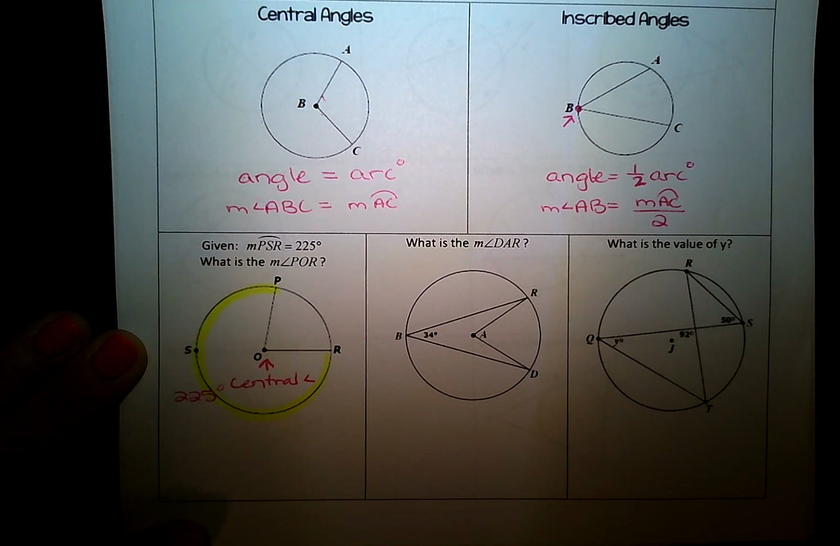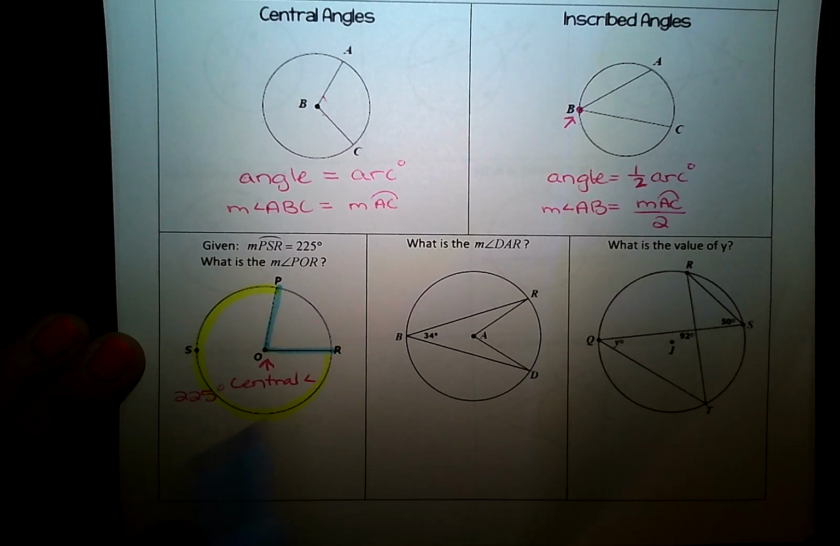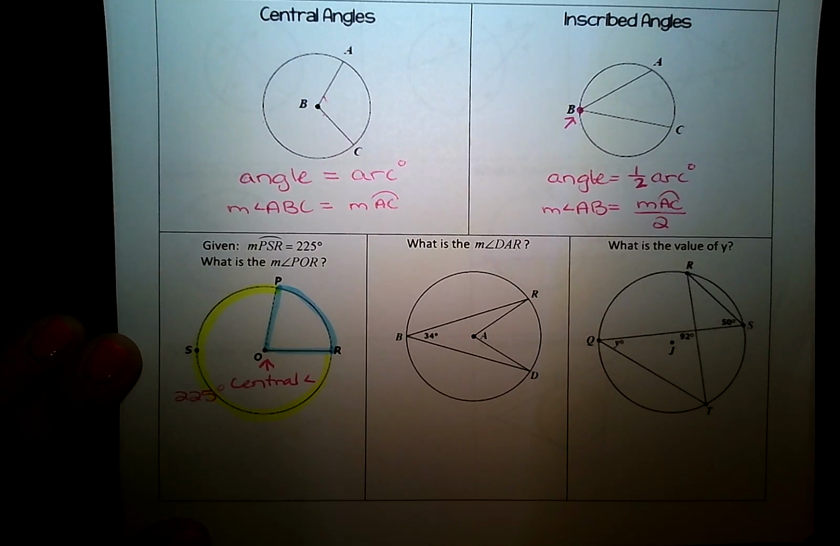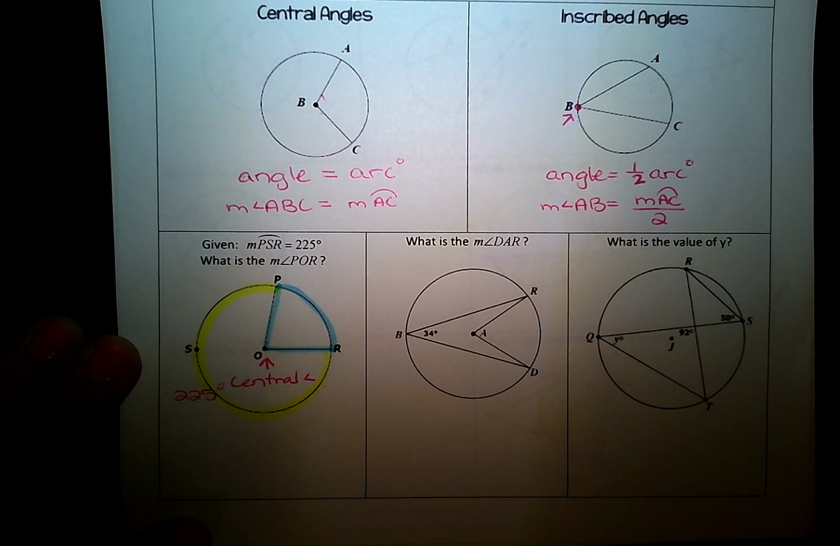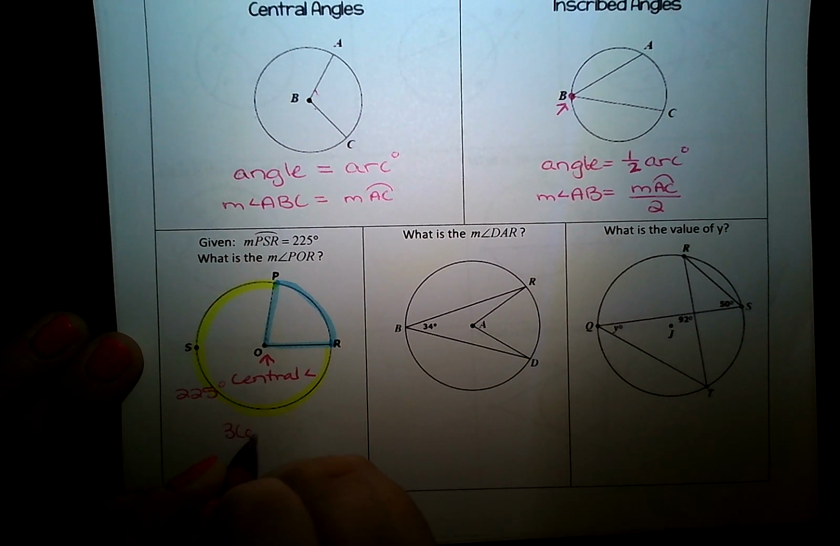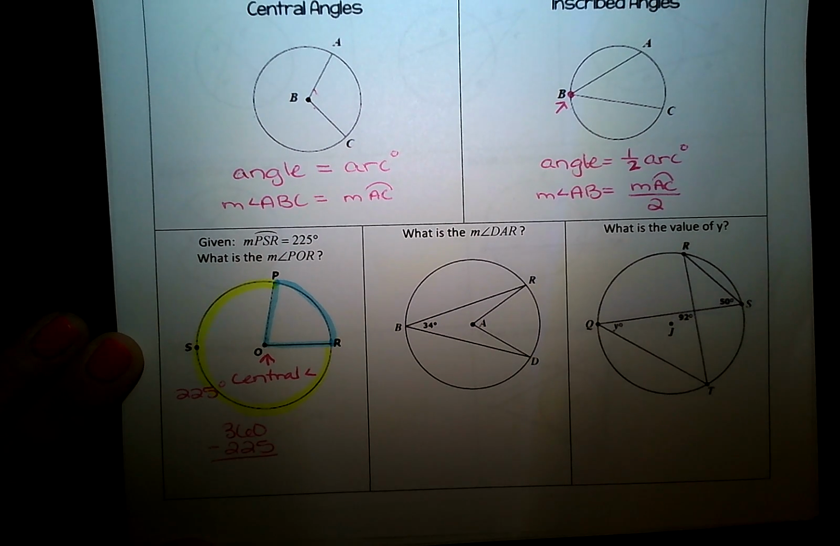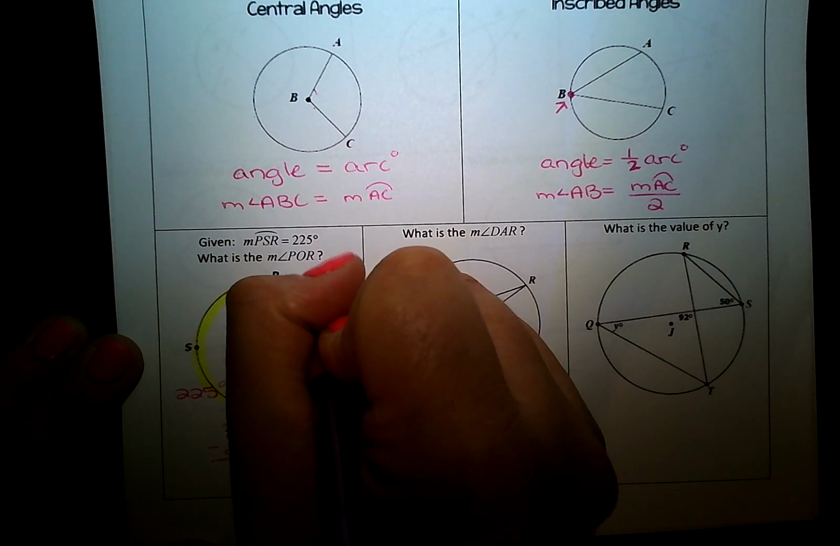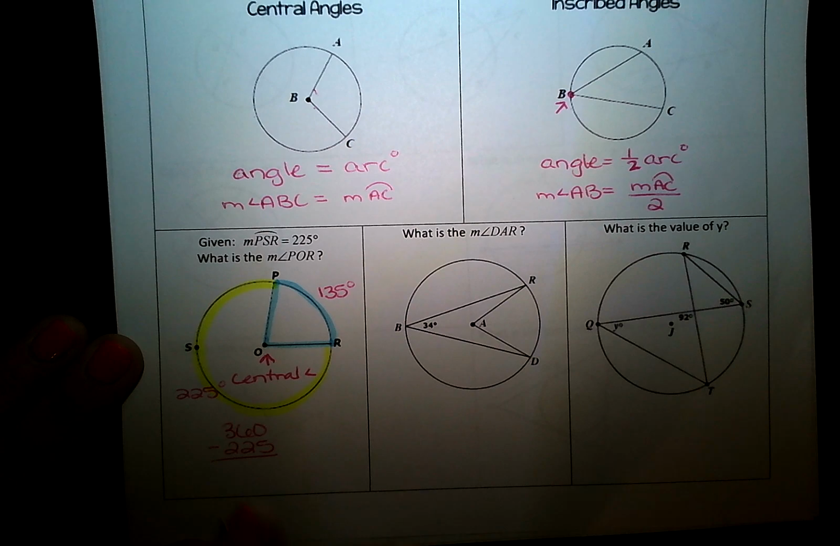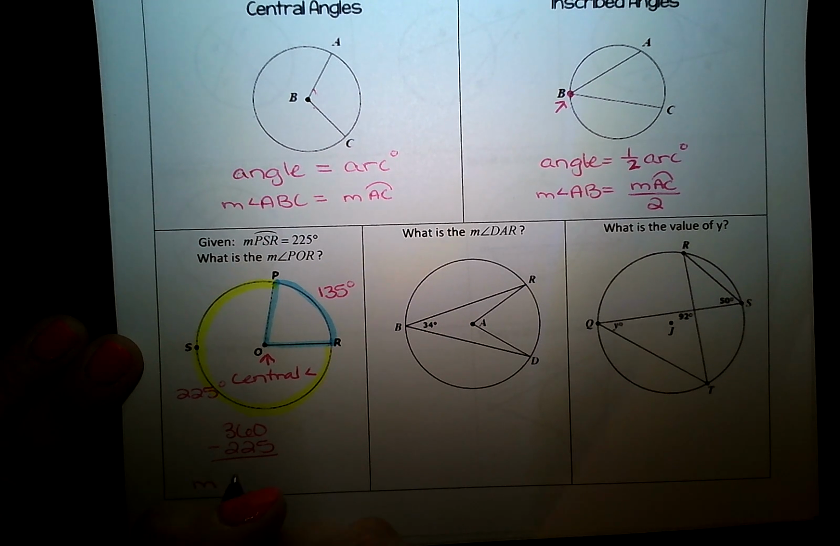But we are asked for the angle measure, POR. Now, angle POR is an acute angle, so it can't be equal to 225 degrees. In fact, we need to find the measure of the arc that goes with this angle. Well, something we know about circles is the total degree measure of the circle is 360 degrees. So I'm going to start with 360 degrees and subtract that 225 degrees, and that's going to give us the arc we're looking for. 360 take away 225 leaves me with 135 degrees for arc PR, and since the measure of angle POR is equal to the measure of its arc, then the measure of angle POR is equal to 135 degrees.